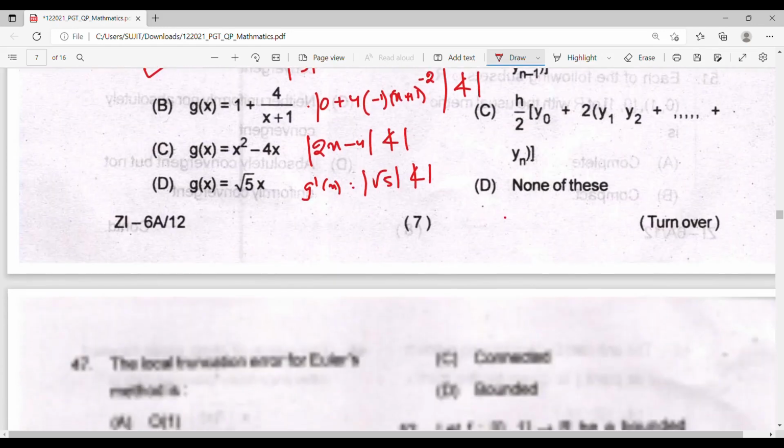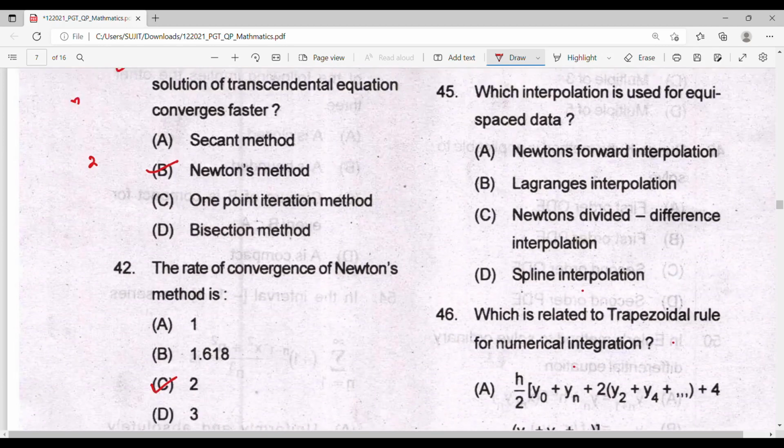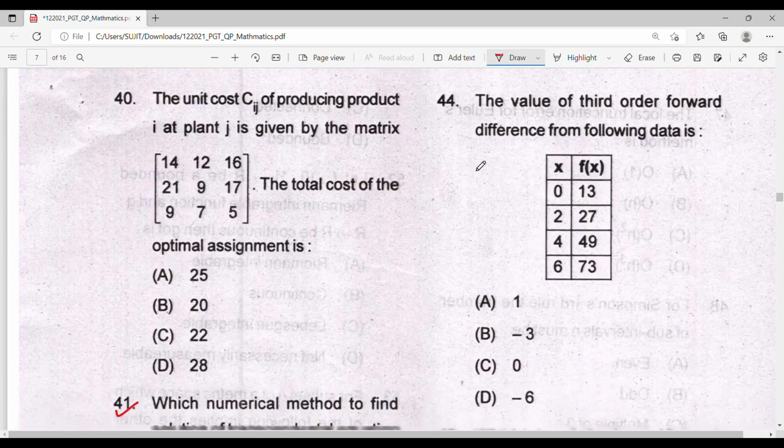Now come to 44. The value of the third order forward difference from the following data is how much? We know the forward difference operator, forward delta of f of xi, has a formula: f of xi plus h minus f of xi. For better understanding, let us write the table.